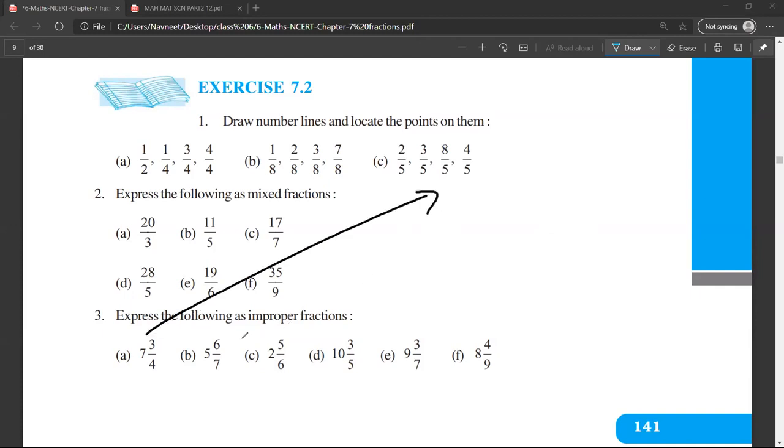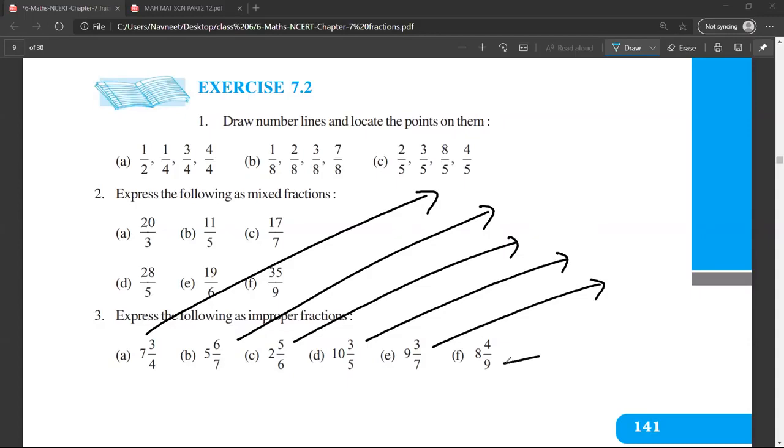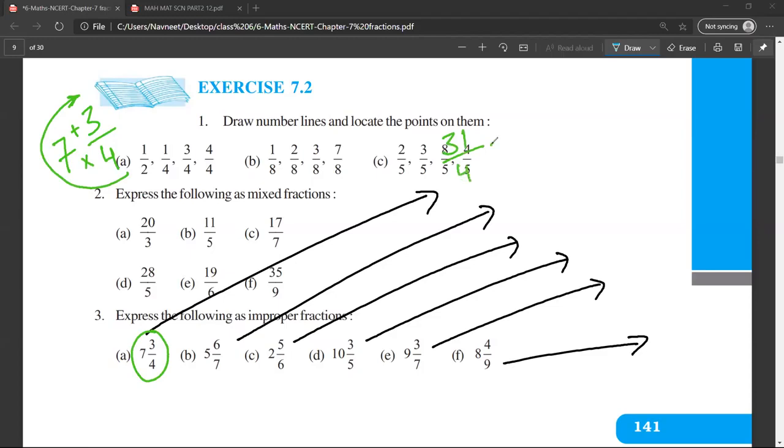How can I write this as an improper fraction? Have you done it? Yes, sir. Okay. So what is the answer? 31 by 4. Okay. I need to multiply these two and add this. I can draw a circle like this if there is any confusion. So 7 fours are 28. 28 plus 3 is 31 by 4. Sarthak, is there any confusion? No, sir. Similarly, 5 into 7 plus 6. 7 fives are 35. 35 plus 6, 41 by 7. Perfect.